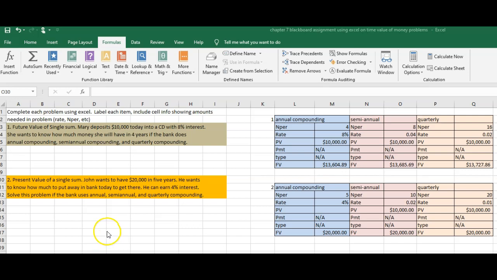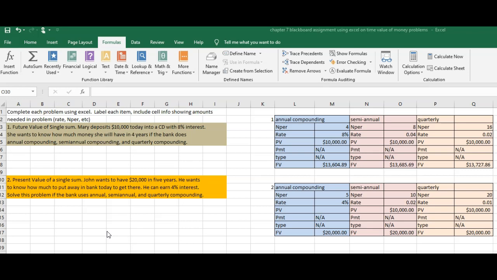In this problem, we are computing the present value of a single sum. John wants to have $20,000 in 5 years. He is going to be able to earn a 4% annual interest rate. He needs to know how much he should set aside today in order to get $20,000 in 5 years.